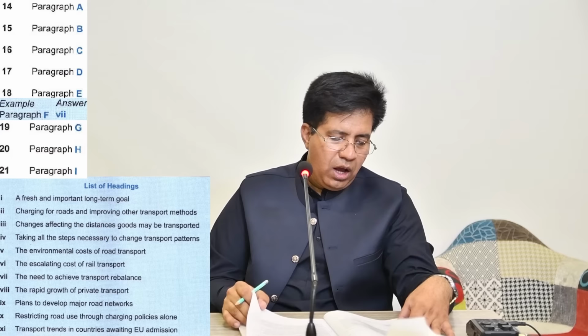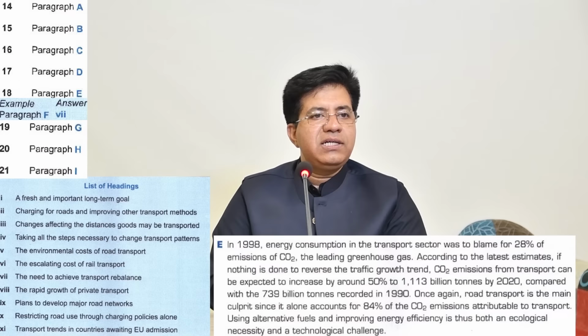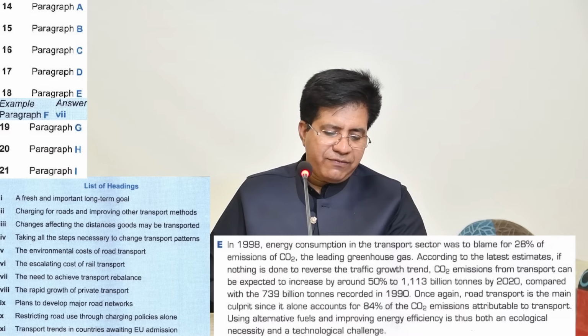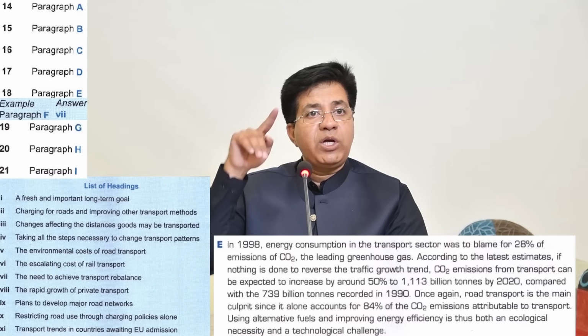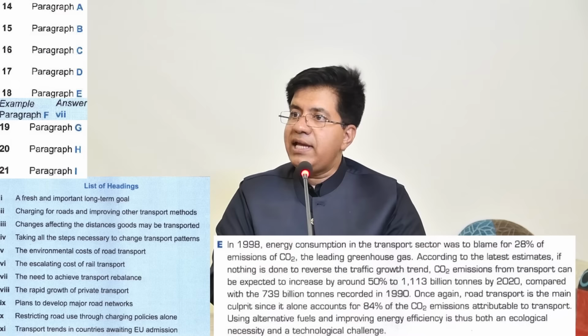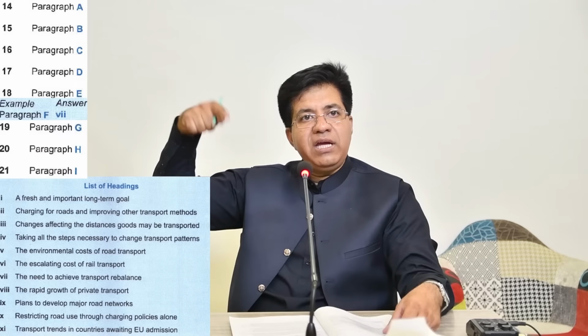All right. Please come to paragraph E. Can you see carbon dioxide? Yeah, environmental cost, carbon dioxide and environmental cost, that's the same thing. So which heading? Exactly. Heading number 5, environmental cost of road transport. And by the way, why are we doing it so comfortably? Because we have already done true, false, not given. If you start with list of headings, you will never be this comfortable. You have to do it at the end, because type B questions, where questions and answers are not in order, must be attempted at the end.